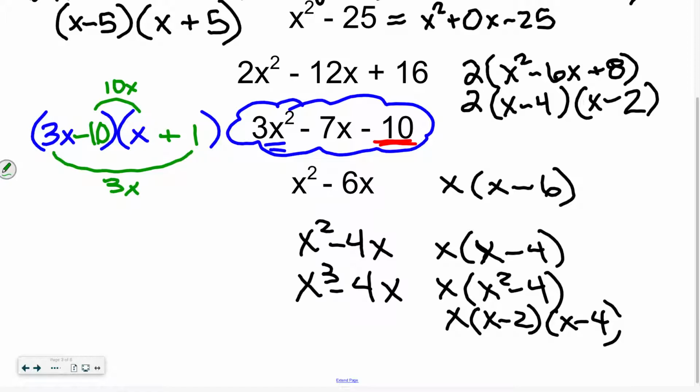Now I check it. 3x times x is 3x squared. I get a positive 3x and a negative 10x, which gives me negative 7x. And negative 10 times 1 is negative 10. Okay. So again, remember, you can't hide from factoring as we progress.